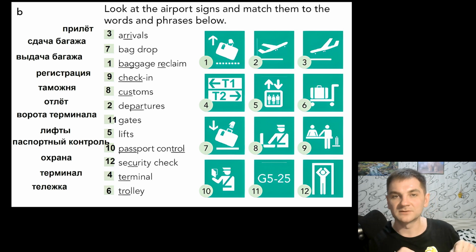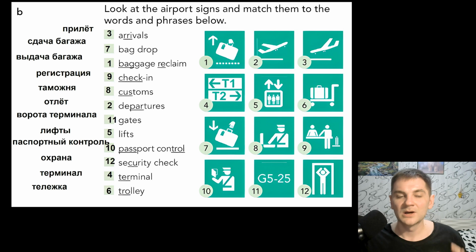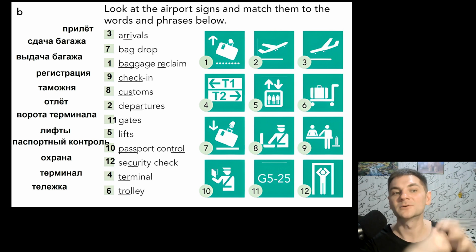It is a thing that you can roll to move your cases and bags easily if you have a lot of things with you. Probably, a supermarket trolley, and it is an airport trolley. It helps you to move your cases and bags. Number 7, bag drop. It is a place where you can leave your cases and bags to be put on a plane if you have already checked in for the flight. So again, baggage reclaim, you pick up your stuff there. Bag drop, you leave your things there.